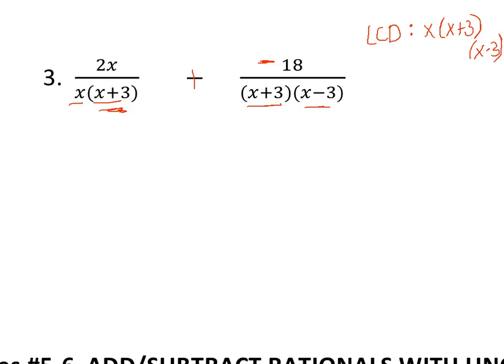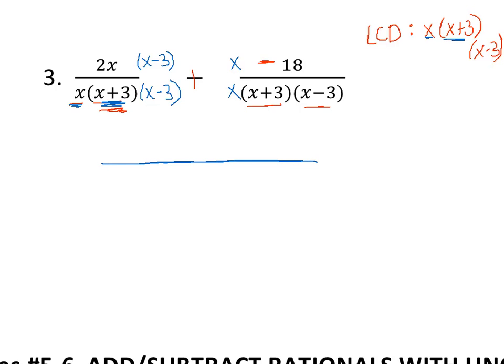So let's multiply our first fraction. What is it missing in the denominator? Well, I have an x, and I have an x plus 3. I need an x minus 3. So let's multiply the top and the bottom by x minus 3. Okay, in the second fraction, I have an x plus 3 and I have an x minus 3, but now I need an x. So I'm going to multiply the top and the bottom by x. So let's go ahead and finish this out.